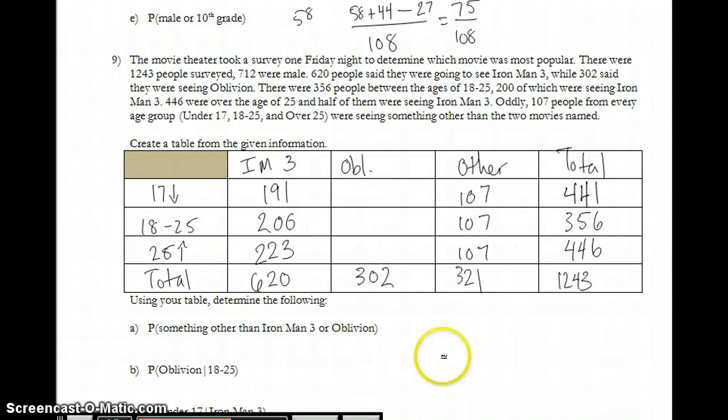I can get all the other spaces in between here by subtracting. So if I do 441 and I take away 107 and I take away 191, I get 143 going to see Oblivion. If I do 356, I take away 107 and 200 even, I get 49 seeing Oblivion. And 446, I take away 107, I take away 223. I've got 116 people seeing Oblivion.